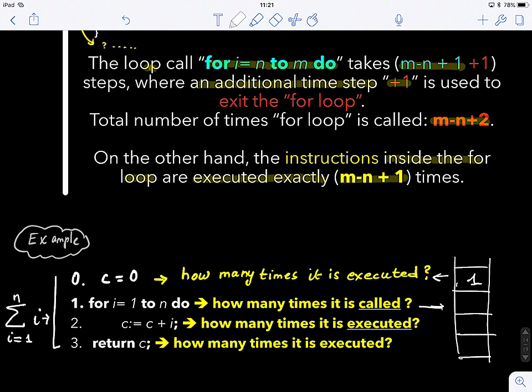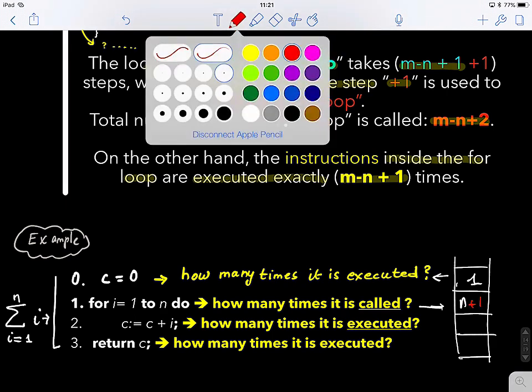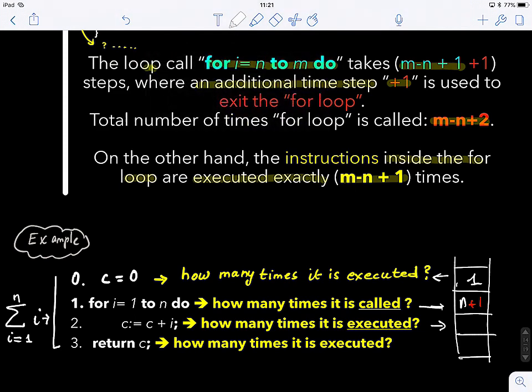So we have n plus 1 for the exit test, and then the instructions, number 2, is n, so there's no exit test inside the loop, and the last one is just returning, so that's 1. So now you know how to compute the time complexity of this algorithm, simply.